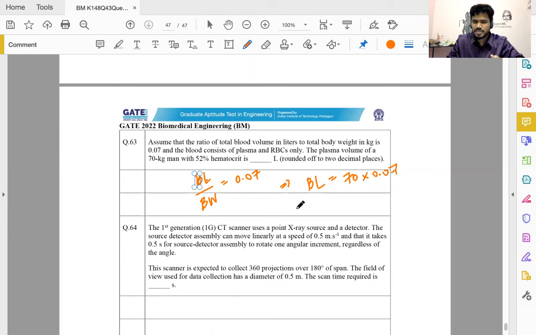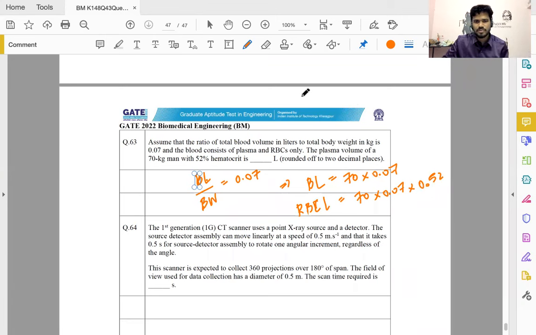Hematocrit is 52%. That means the volume of RBC, in liters, is 70 into 0.07 into 0.52. What is left is plasma, since mostly it's RBC at 52% hematocrit. Hematocrit says cells are 52%, plasma is 48%.